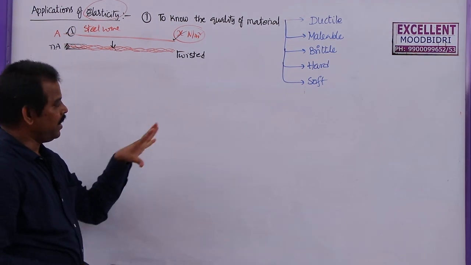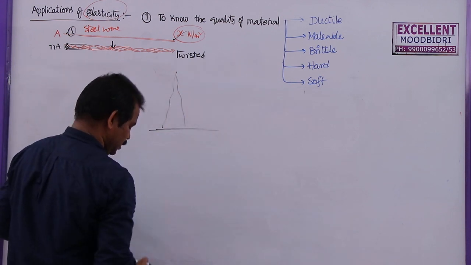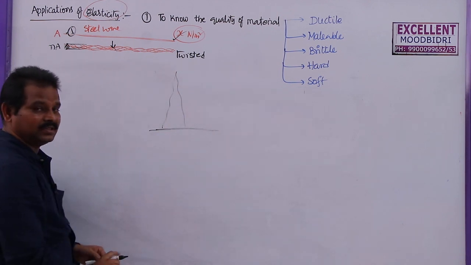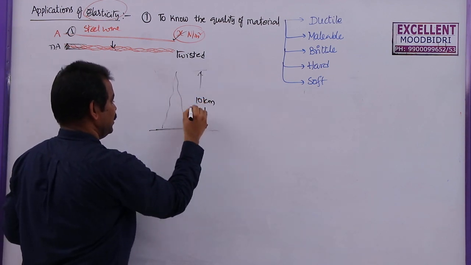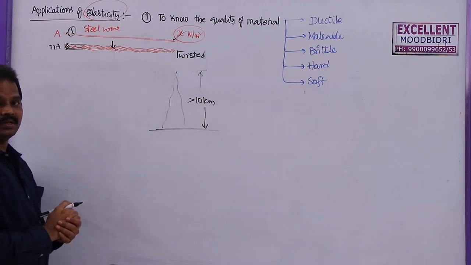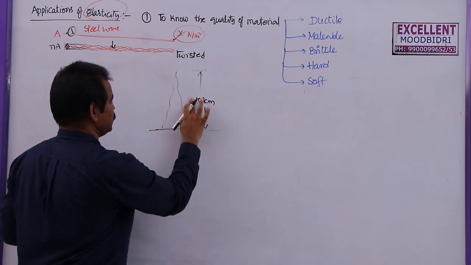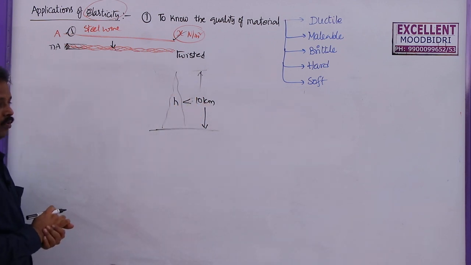We know that the maximum height of the mountains present on the surface of earth is always less than 10 kilometers. So why is it always less than 10 kilometers? The height is always less than 10 kilometers.